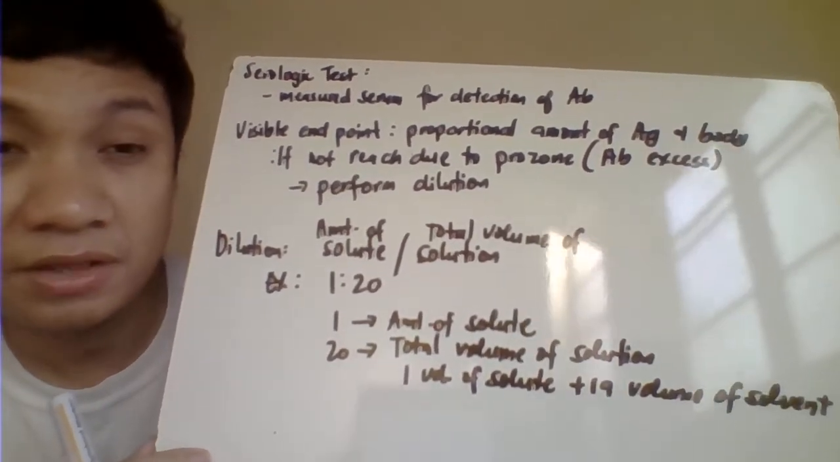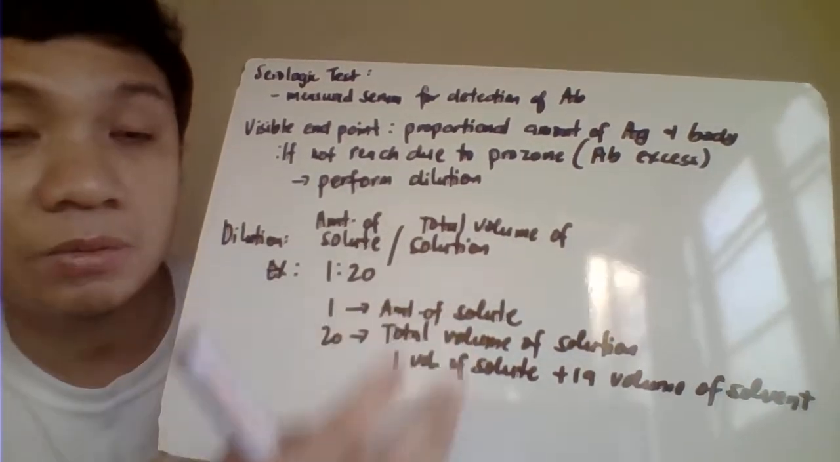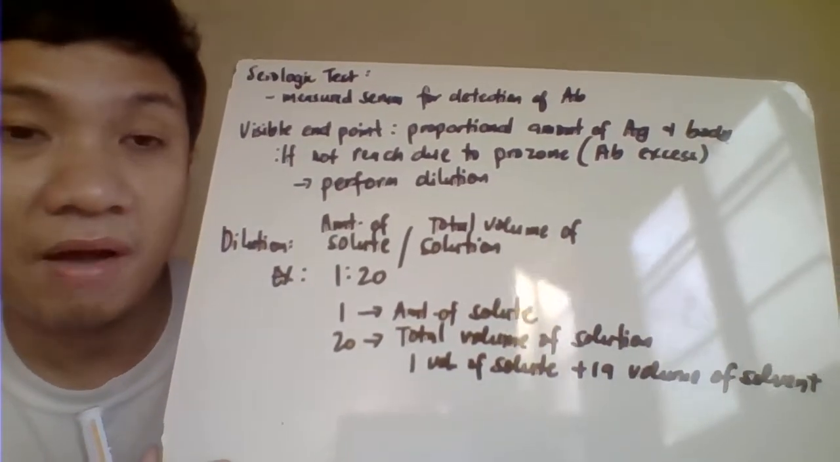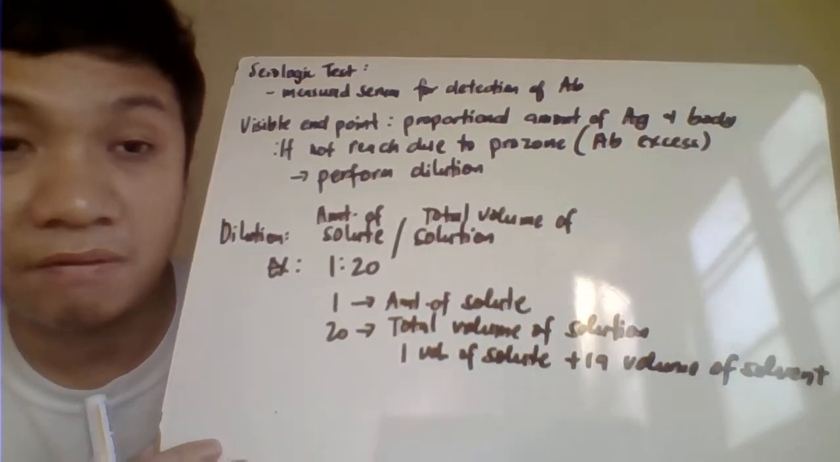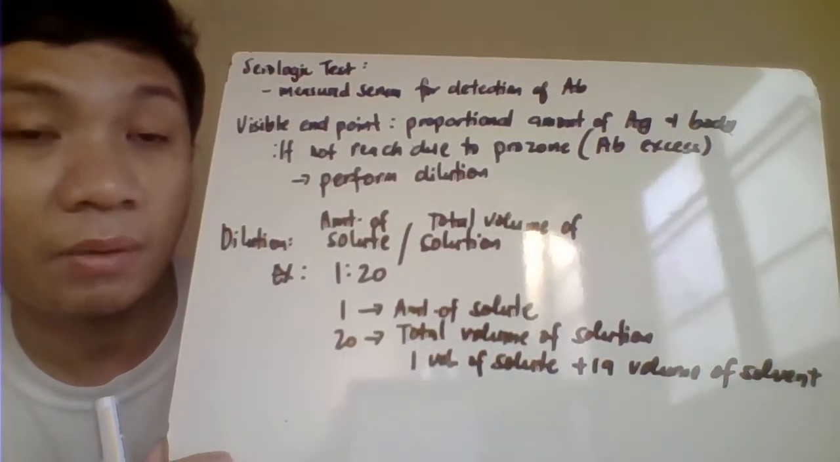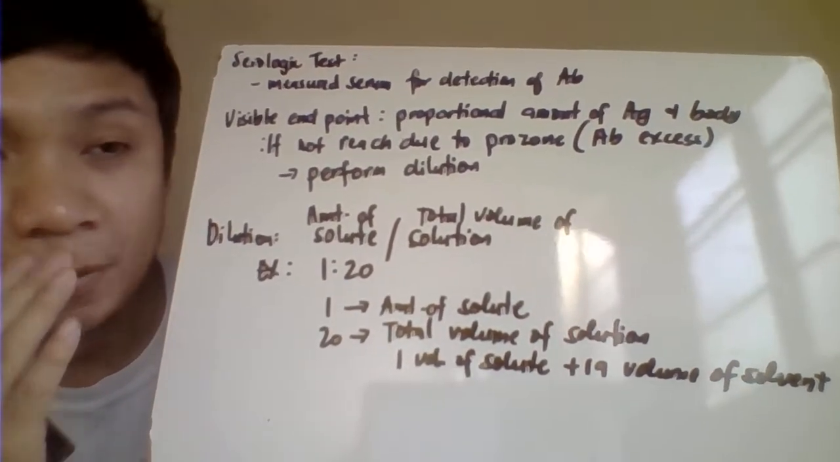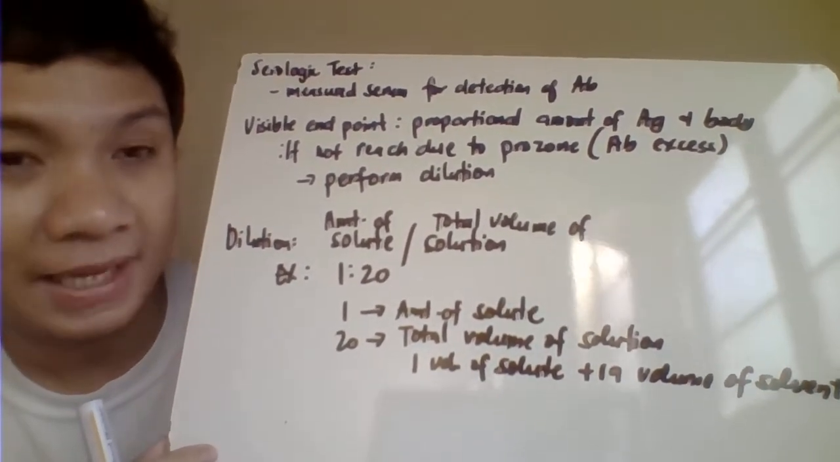But if you carry that out in the prozone, where you have excess antibody, or in the postzone, where you have excess antigen, both of those will give a false negative reaction. Therefore, you need to carry it out in the zone of equivalence, where you have proportional concentrations of your antigen and your antibody.